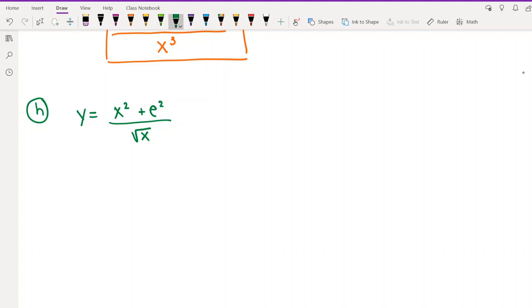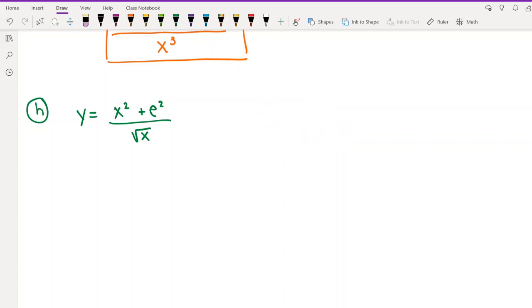So what makes me say that? Well, let me show you a situation where you could not do that. Let's say our function instead was the square root of x over x squared plus e squared. This one you can't split up, right? Because you can't split a denominator up, but you can split a numerator up.